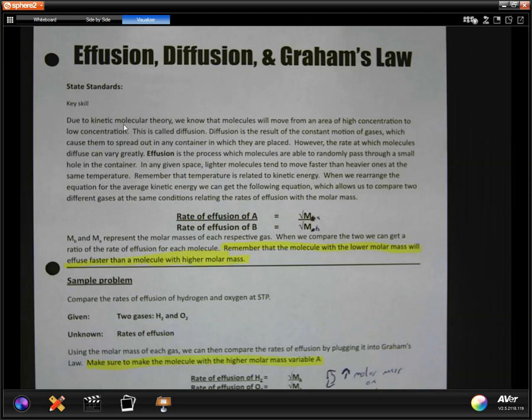So what we're going to do though is you are going to go ahead and continue today without me on the lesson on effusion, diffusion, and Graham's law. This lesson is helping you understand how quick things diffuse or effuse. So as we get started, let's just remind ourselves of some vocab.